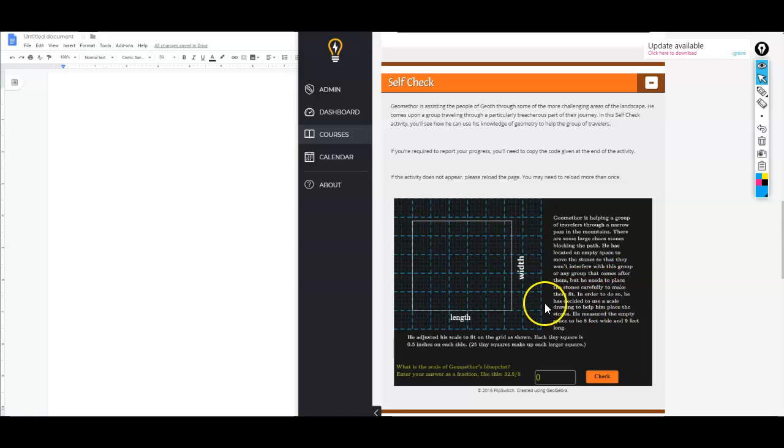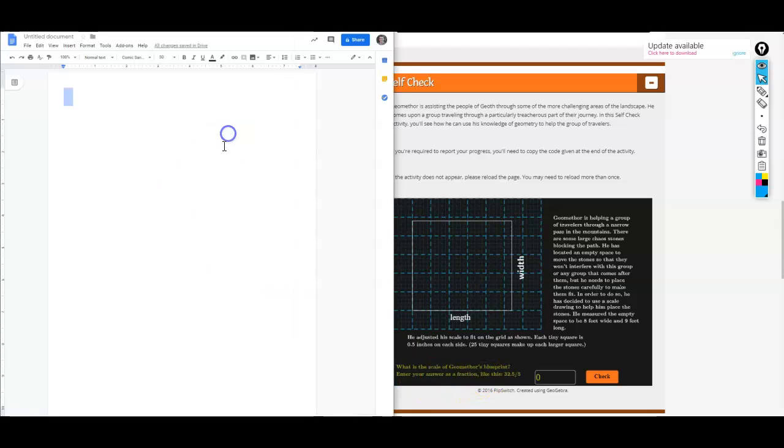In order to do so, he has decided to use a scale drawing to help him place the stones. He measured the empty space to be 8 feet wide and 9 feet long. He adjusted his scale to fit on the grid as shown. Each tiny square is 0.5 inches on each side. 25 tiny squares make up each larger square. What is the scale of Geomathor's blueprint? Enter your answer as a fraction.